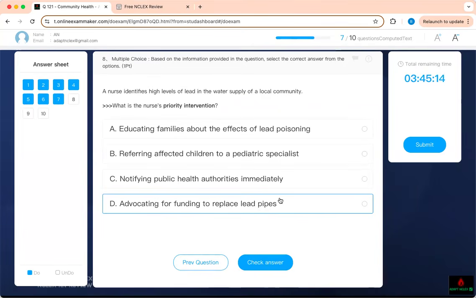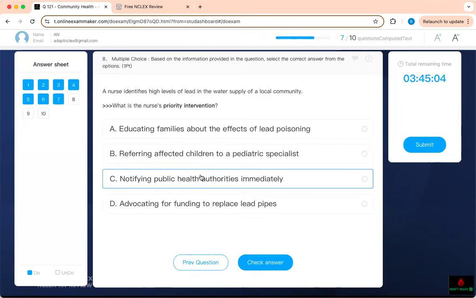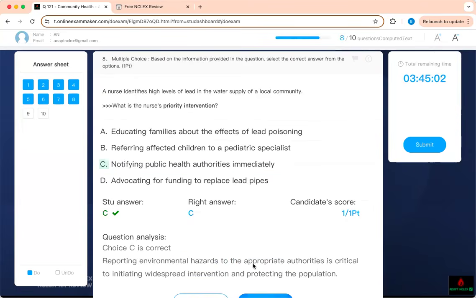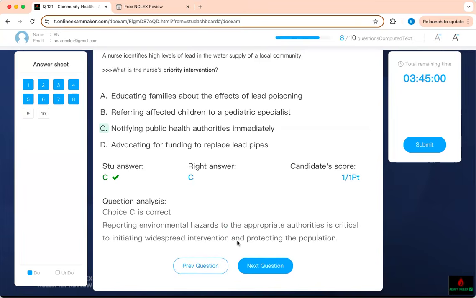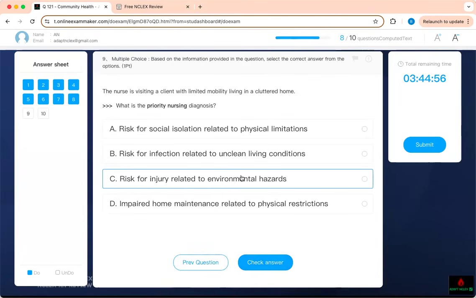Notify public health authorities immediately. They will come and remove the lead. Advocating for funding to replace lead pipe, of course, after the authority knows about it. So this is the best way. I'm showing you how, if I'm taking the test, that's the way I should be talking. You should talk to yourself and say, and so what? And so what do I do? I've got to be sharp.